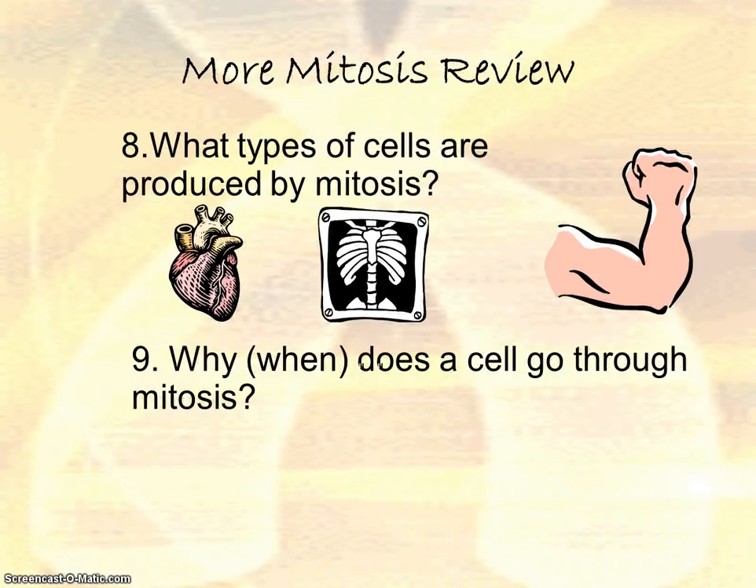What type of cells are produced by mitosis? Well, all of our cells are. Okay, whether it be heart cells or bone cells, muscle cells, skin cells, eye cells, everything that is structural is going to be produced by mitosis. Only the somatic cells, only those structural cells, not the gametes, not the egg and sperm, the reproductive cells, only the structural cells.